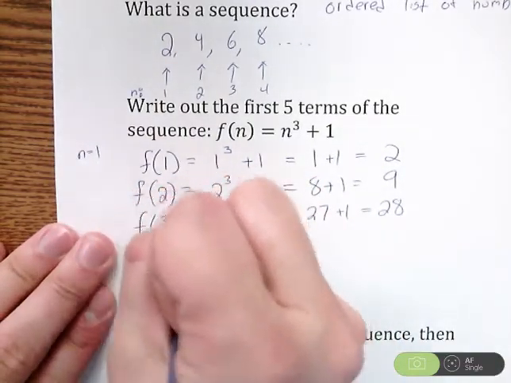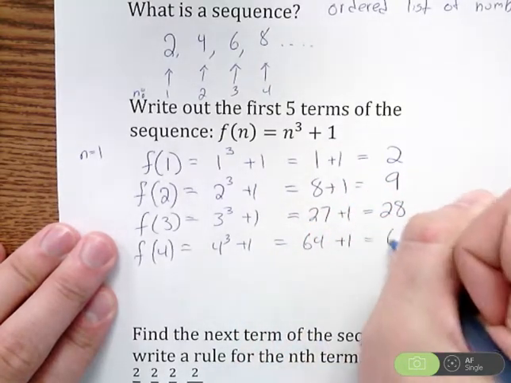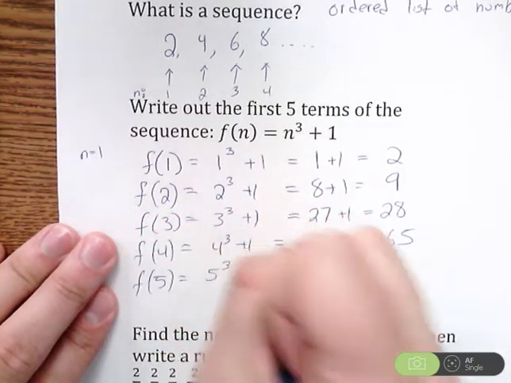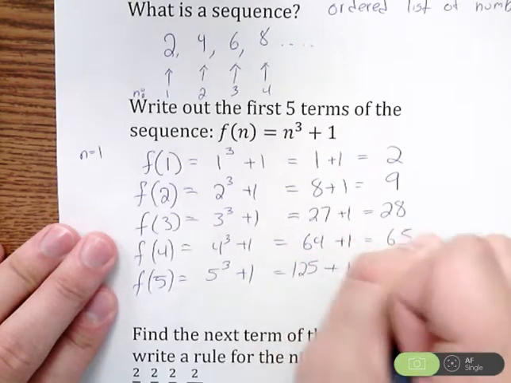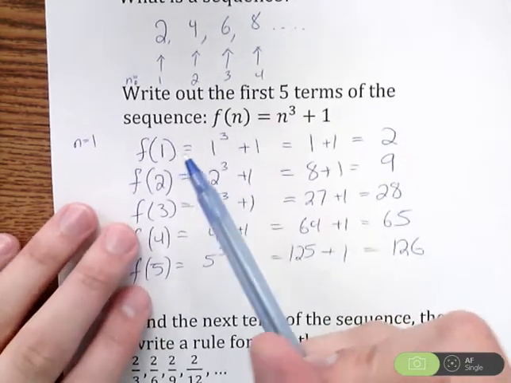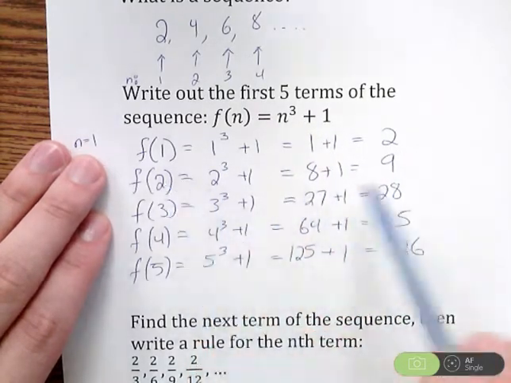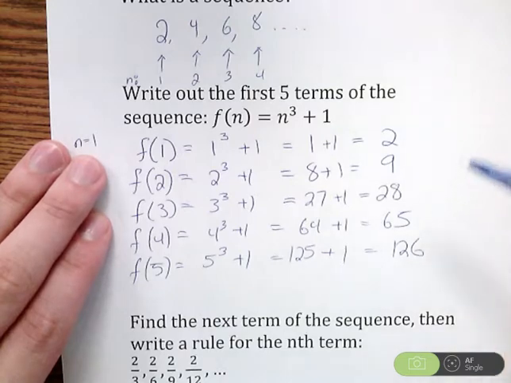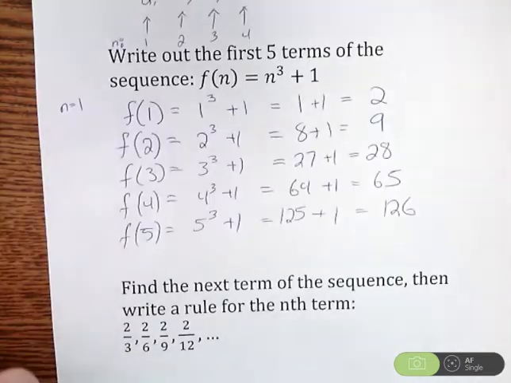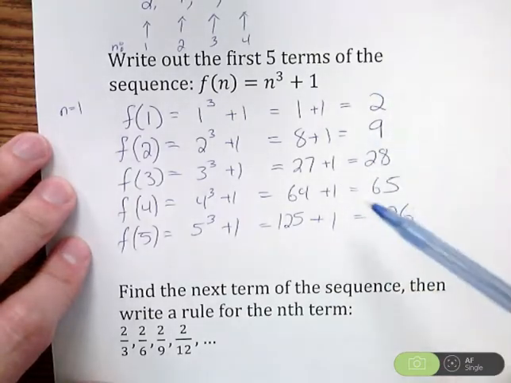Then I would find f of 4, which is 4 to the third plus 1, which is 64 plus 1, 65. And f of 5 would be 5 to the third plus 1, which is 125 plus 1, 126. I kind of rushed through those last few, but all you're doing to find the first 5 terms is start with n being 1, plug it in, figure out your answer. Then do n is 2, n is 3, n is 4, n is 5. So the first 5 terms of the sequence are 2, 9, 28, 65, 126. So that's going from the actual formula to figuring out the first 5 terms.